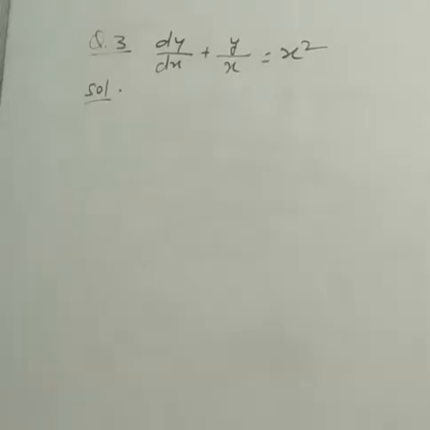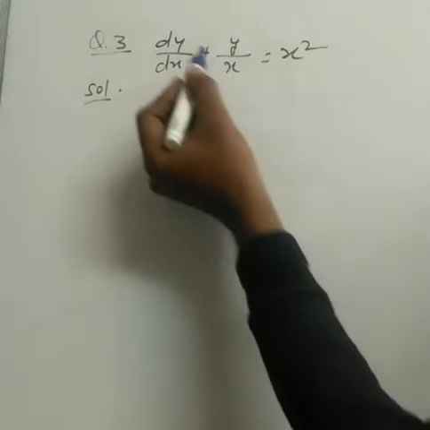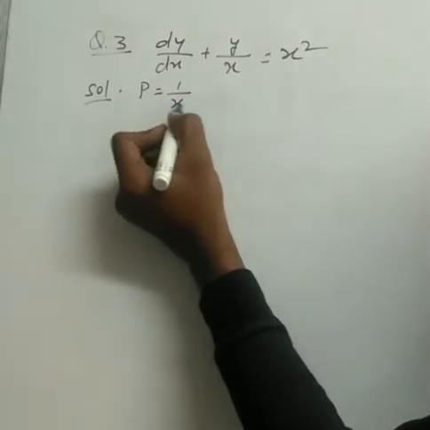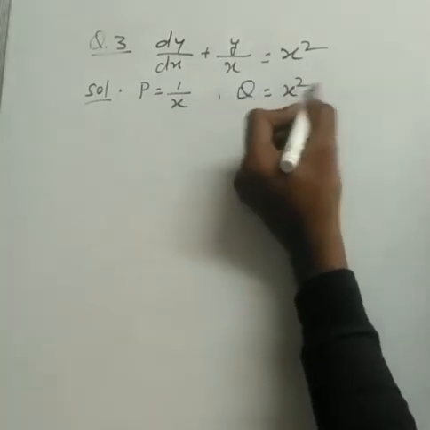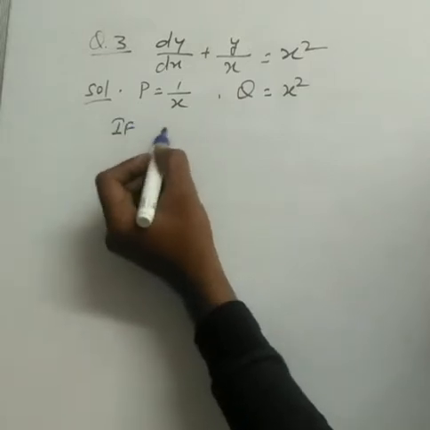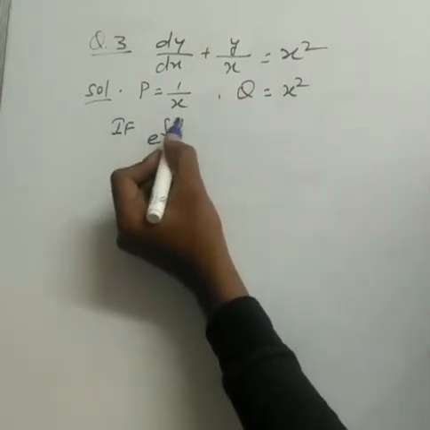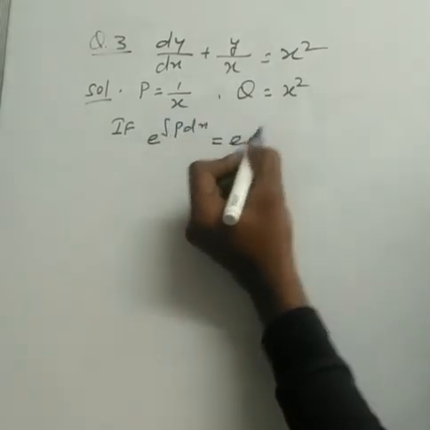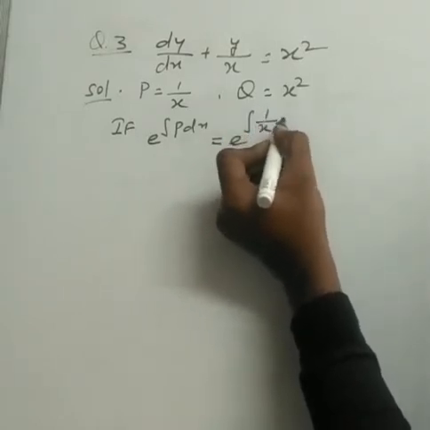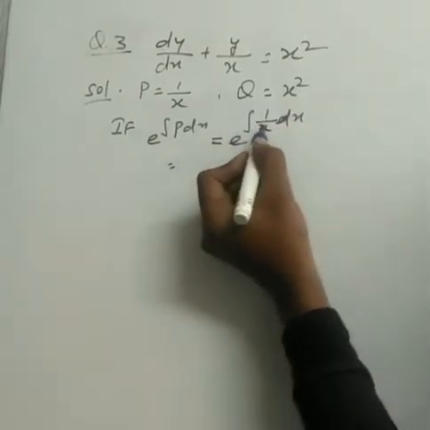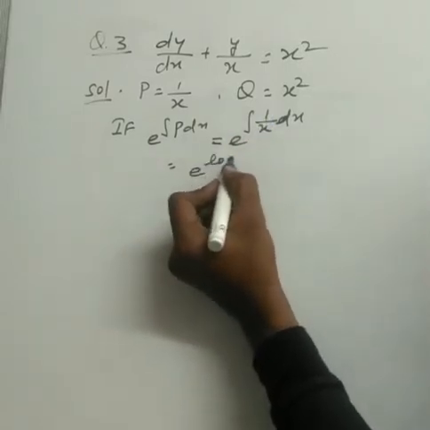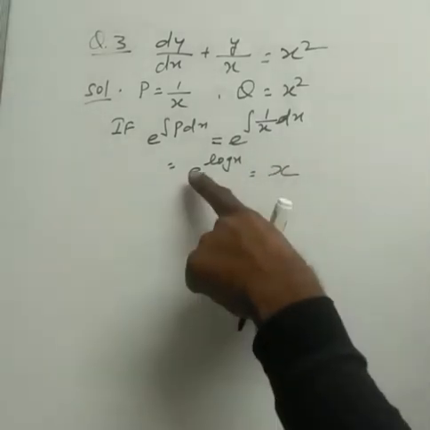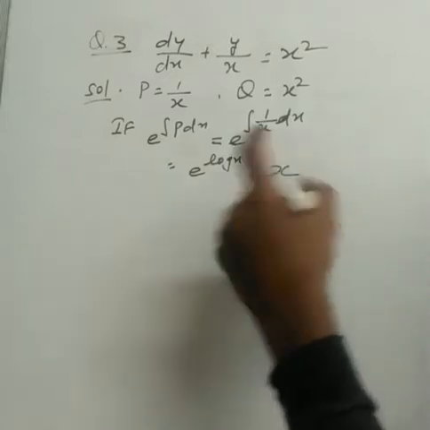If we look at this equation, it is a linear differential equation, dy by dx plus P y equal to Q. P is 1 upon x and Q is x square. Integrating factor is e power integration of P dx, e power integration of 1 upon x dx. Integration of 1 upon x is log x. e and log are cancelled. Here it is x. By the property of logarithm, e power log x is equal to x.